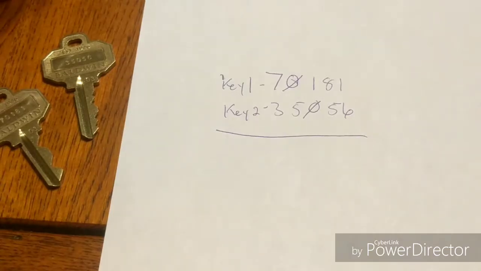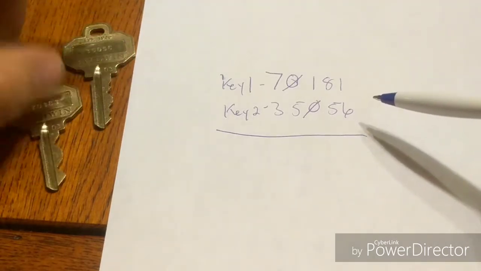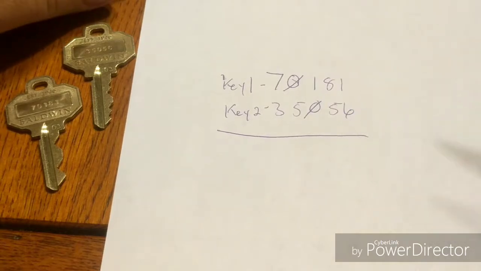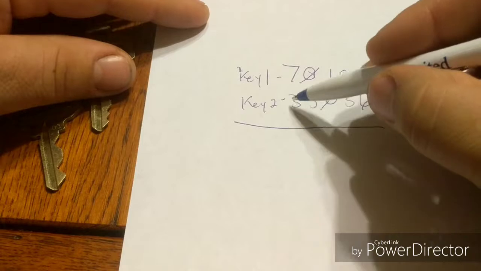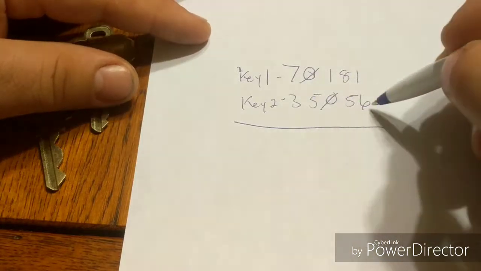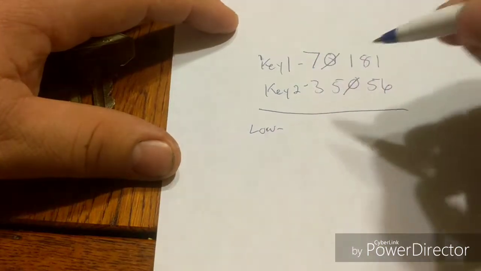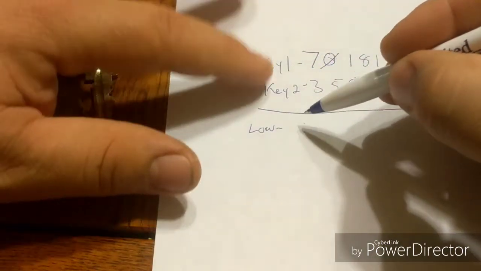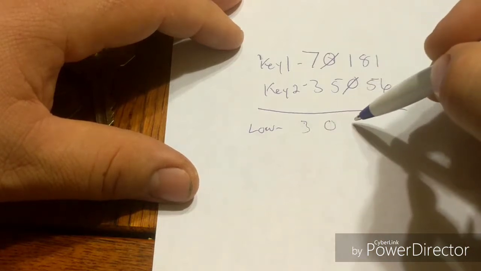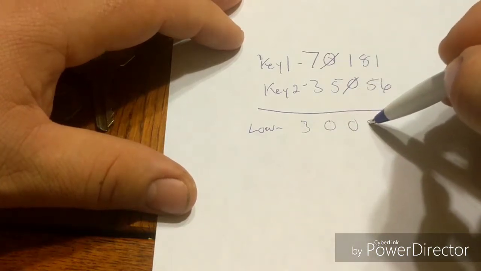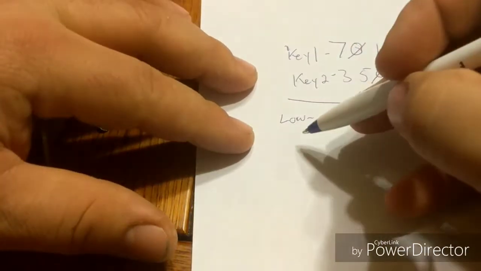Okay, what we're going to do is we have key 1 and key 2 right here. You write them down, and it's a 2-step process. First, you're going to take the lowest numbers between the two. All right, let's just write low. The lowest numbers of the two of these is going to be 3, 0, 0, 5, 1.